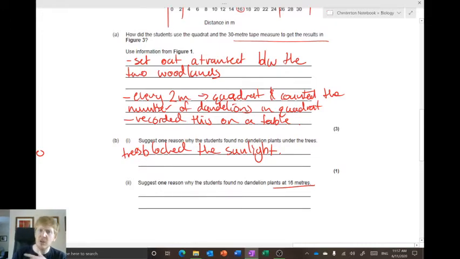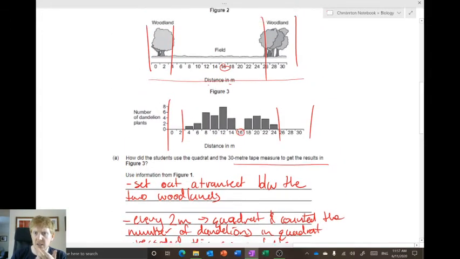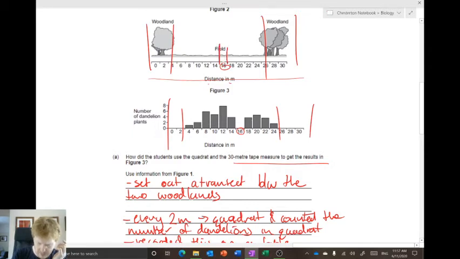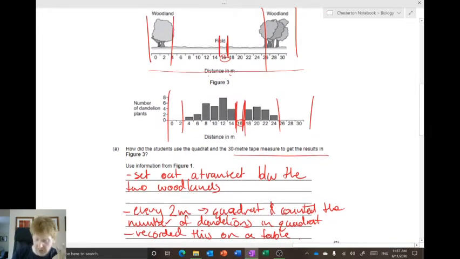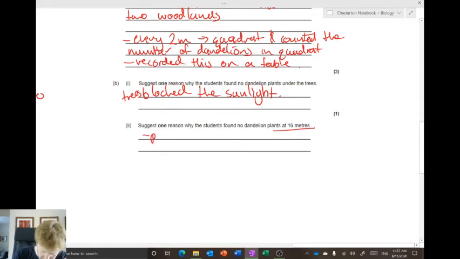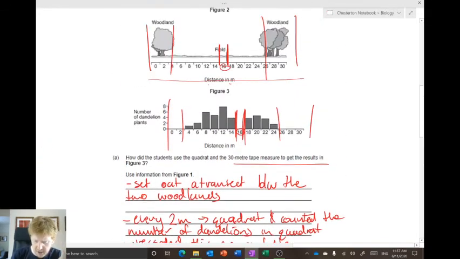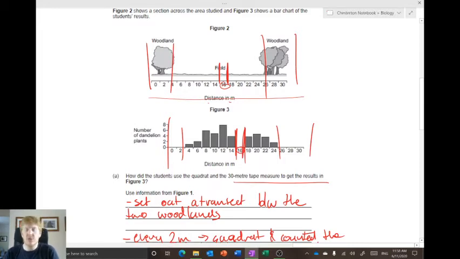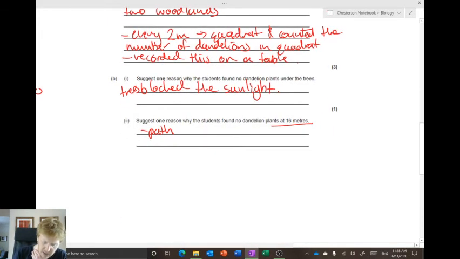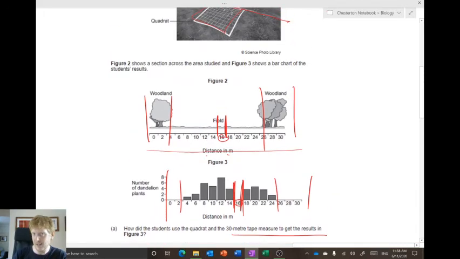Now, give one reason why the students found no dandelion plants at 16 meters. This one's a bit open to interpretation. So 16 meters is this odd one that I flagged when I was reading the question. What could be happening in the middle of the field? Maybe there's a path there, somewhere where people walk a lot and therefore it's trodden. Maybe there's some poison or something in that location. But I think some of the best ones are something like a path, or where people walk, which is probably one of the things that's keeping those dandelions down there.